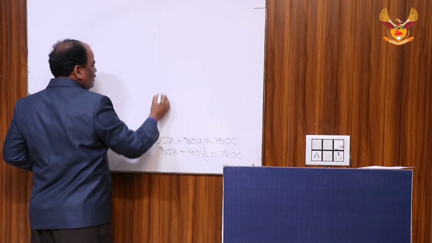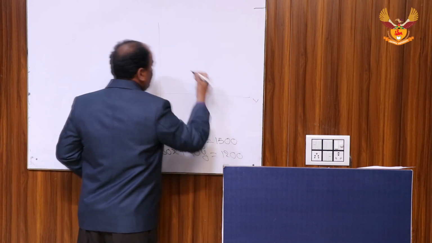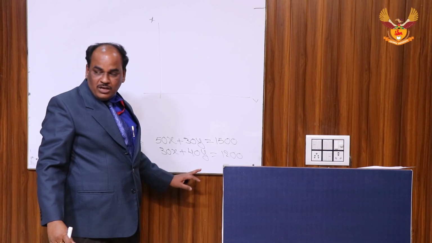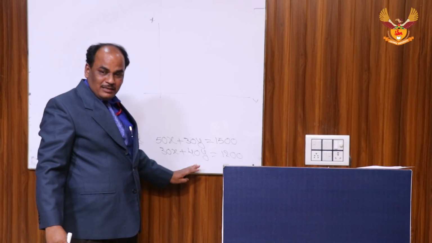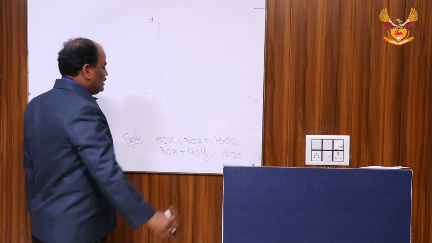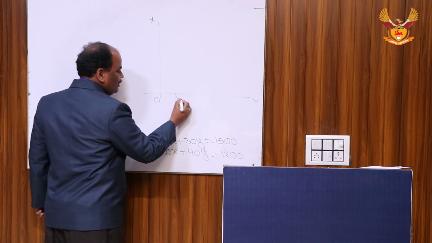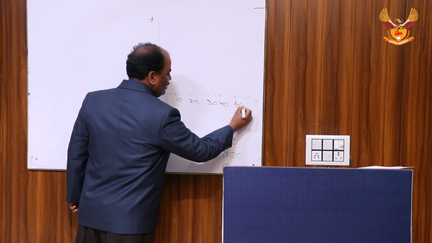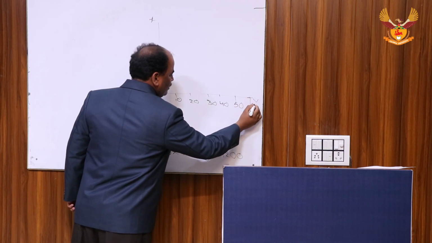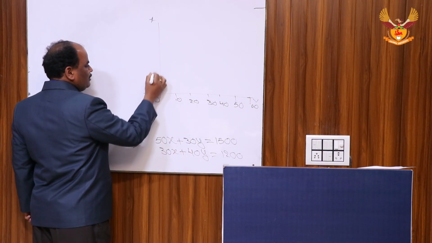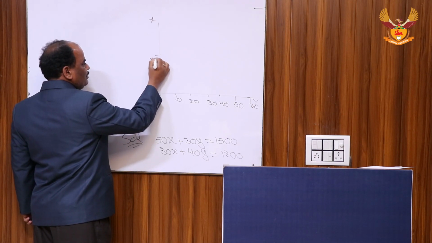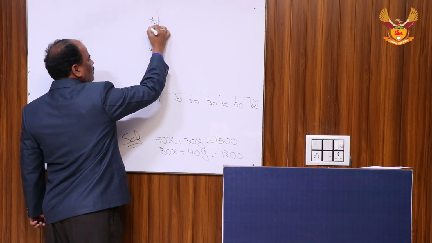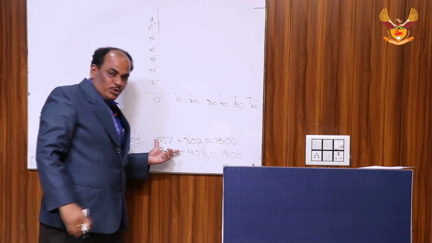Take an x-axis and y-axis. Here I want to use a scale for 50, 30, 40 like this. So I want to use 1 centimeter equal to 10 units as a scale. So 0, 10, 20, 30, 40, 50, 60, and so on for both axes.